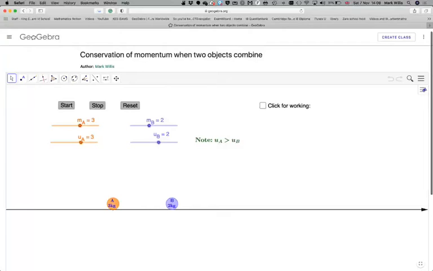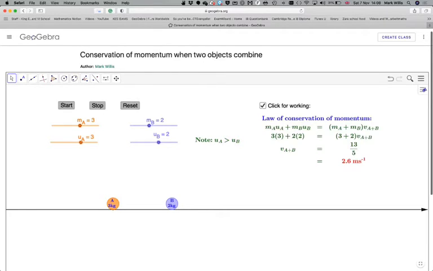Okay, what we're going to look at in this video is the conservation of momentum when the two objects combine. The working for this one is the same as before, but mAuA plus mBuB, and then if they combine, they add the masses together, and we're just going to get a final velocity of them both added together. At the moment, it should be 2.6 meters per second for these settings.